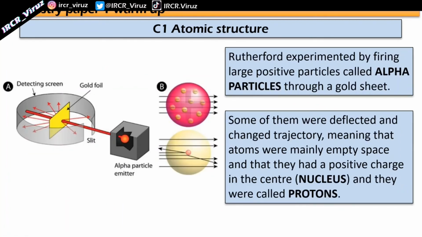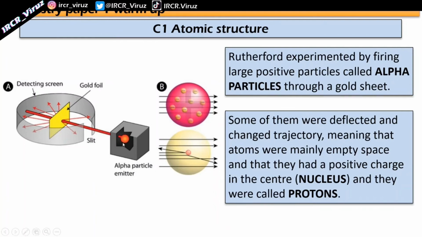Okay, so Rutherford's experiments involved firing alpha particles, positive particles, through a gold sheet. Some of them were deflected and changed trajectory, meaning that atoms were mainly empty space and that they had a positive charge in the center, and that's what they call the nucleus, and they were called protons.